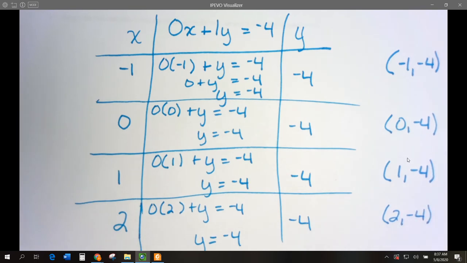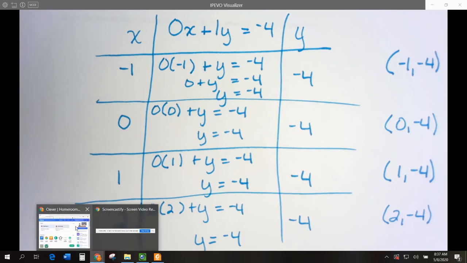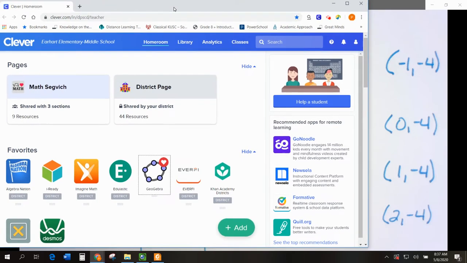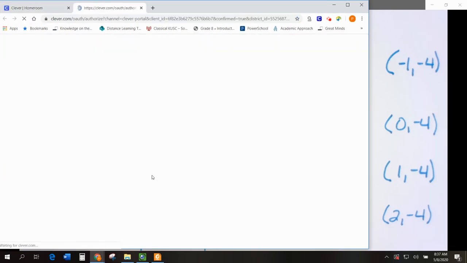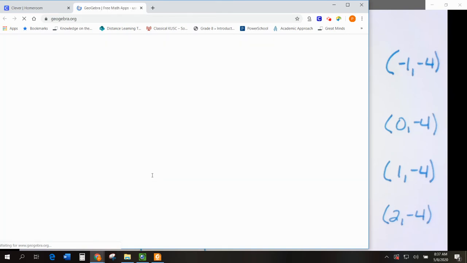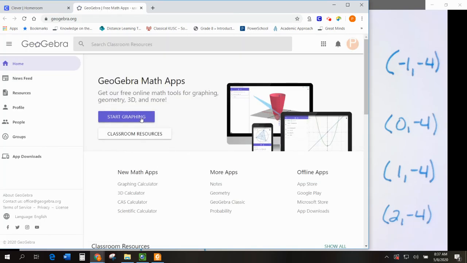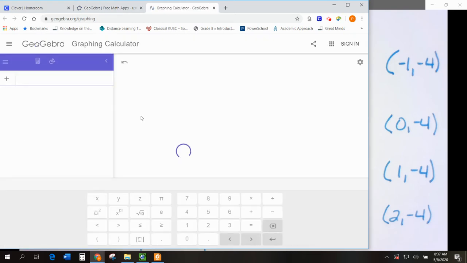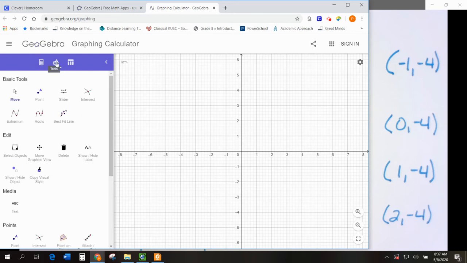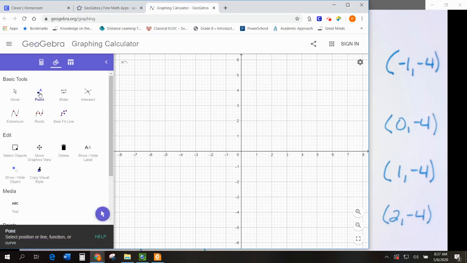So now I'm going to come over to Clever, and I'm going to go to GeoGebra on Clever. And once in GeoGebra, I'm going to start graphing. And I'm going to click the shapes here so I can graph some shapes. And I'm going to click points because I'm going to graph points.